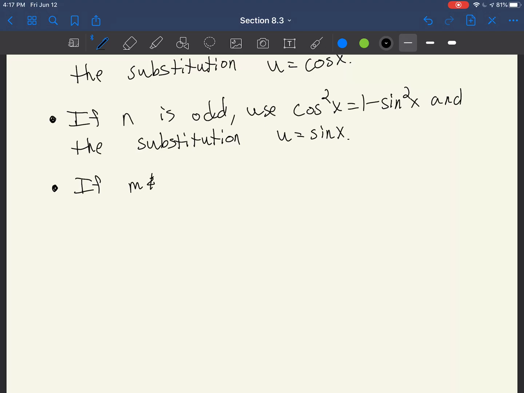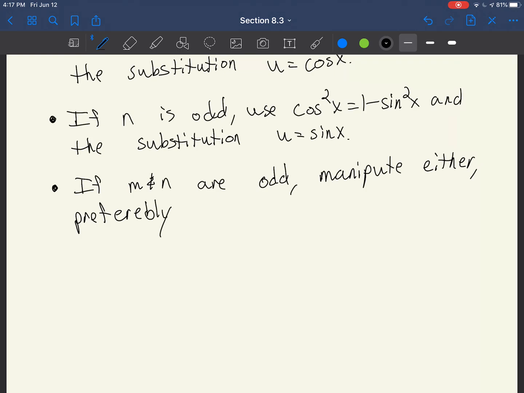And then if m and n are both odd, then manipulate either, preferably whichever is smaller.